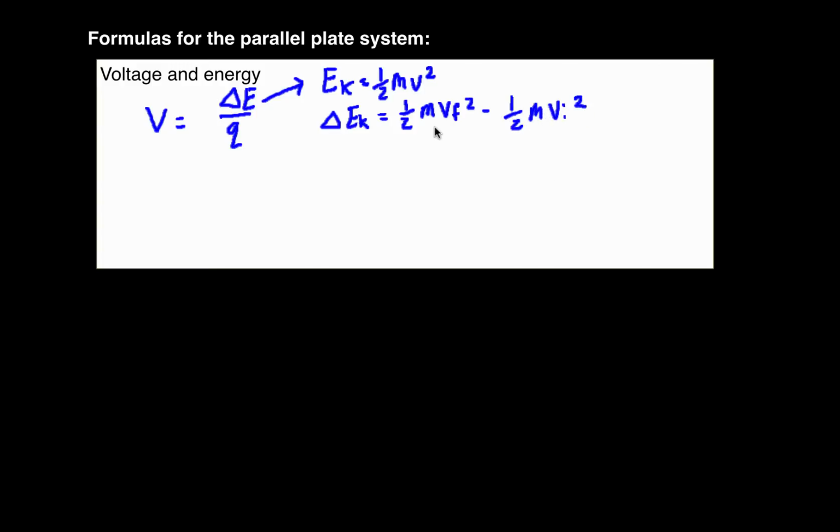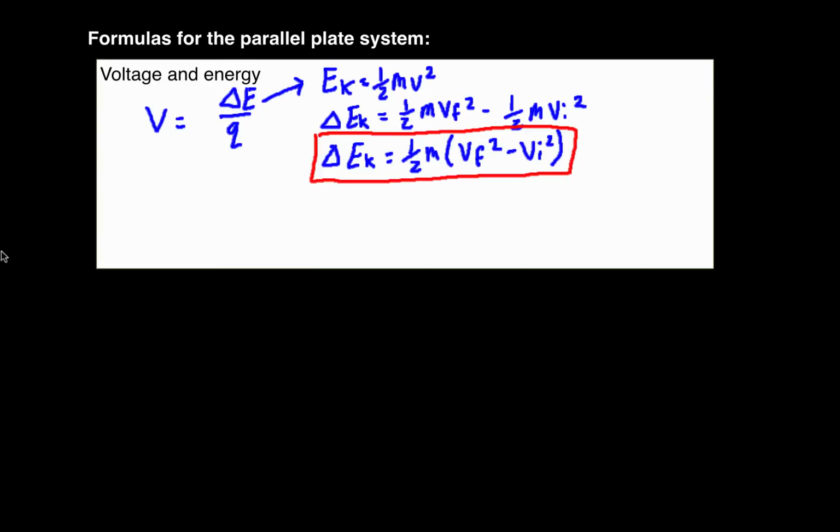And since 1/2 and m appear in both the terms of this formula, we can factor them out and rewrite it as 1/2 m (vf squared minus vi squared). The second possibility for this change in energy is change in energy equals work, where work is equal to force times distance. So you could use change in energy is equal to force times distance.